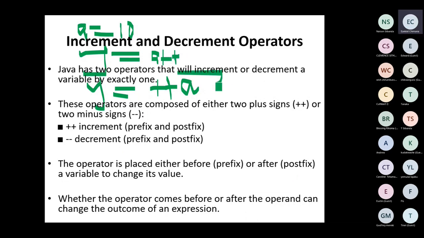If I execute this one instead, let's say we do not have the previous one, I've got plus plus a. I'm saying increment first and then use the value of a. So my y will become 11.